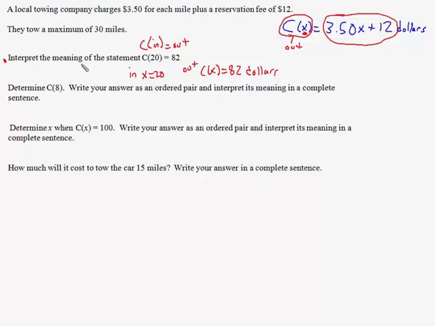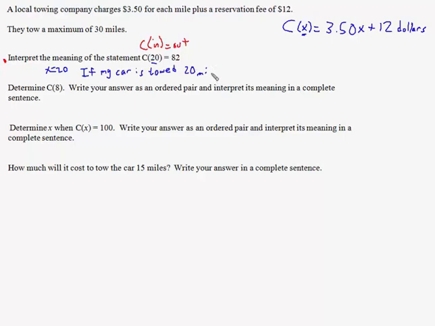So whenever you have to interpret the meaning of a statement and we give you units, you are to always not only include both numbers given in the problem, but include the units in the story. X equals 20 means if my car is towed 20 miles, and my output was total cost, and it was in dollars, so the 82 is the total cost in dollars. So the total cost is nothing more than $82. If you took the time to replace X with 20 here, and you actually multiplied the 20 by 3.50 and added the 12, you would see that you get 82. It's just they did that work for me.